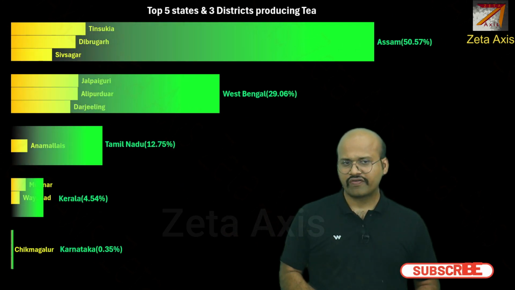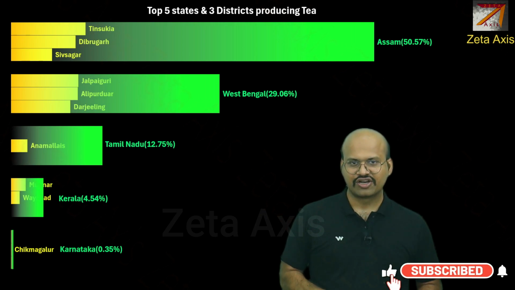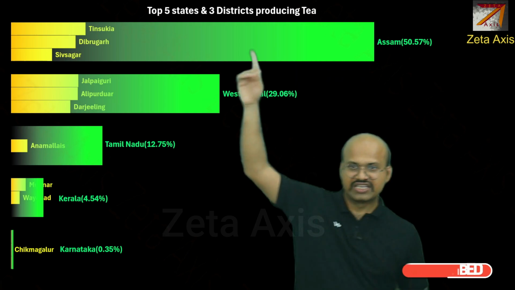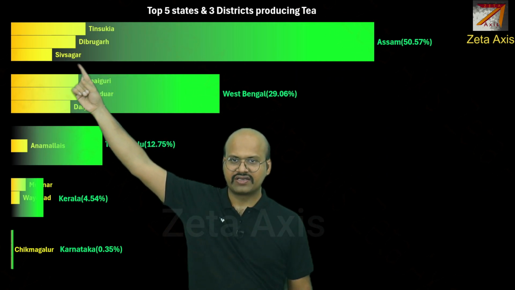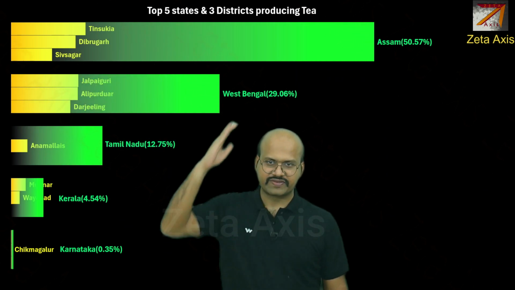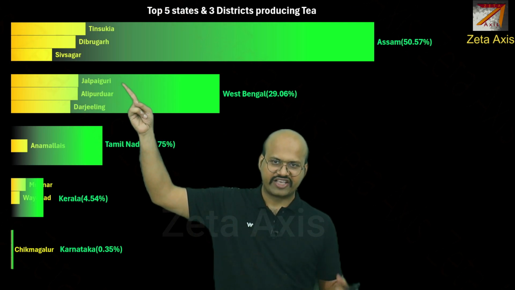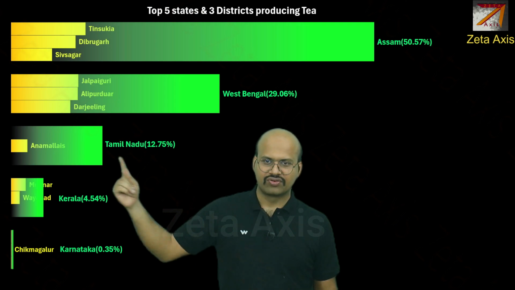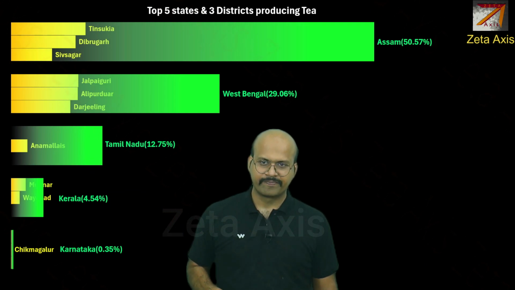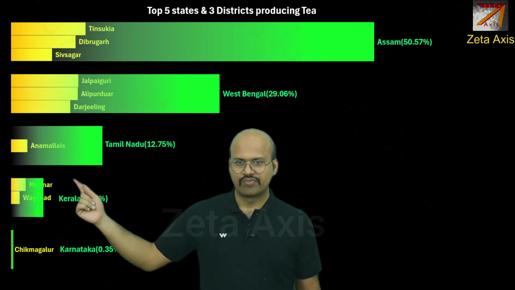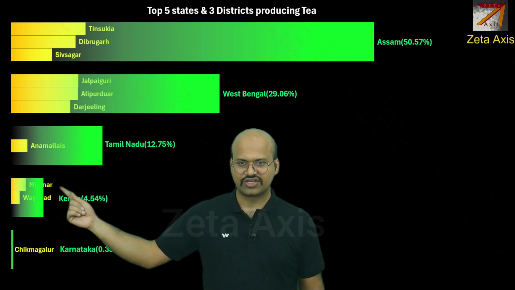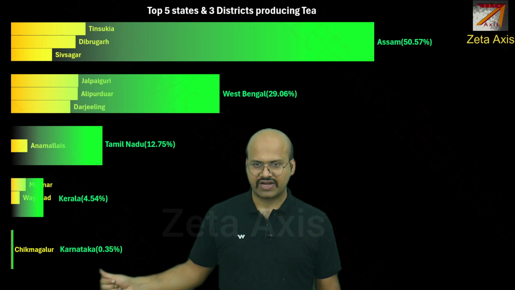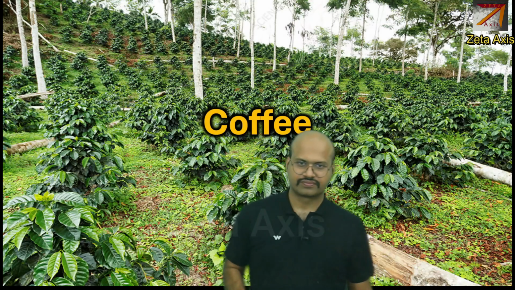These are the top 5 states, along with the top 3 districts producing tea. Assam is the highest producer with Tinsukia and Dibrugarh, followed by Sivsagar district. In West Bengal, we have Jalpaiguri as the highest producer of tea, followed by Alipurduar and Darjeeling. In Tamil Nadu, Annamalai is the highest producer. The Nilgiri district produces very little tea. In Kerala, we have Munnar and then Wayanad. Munnar is in Idukki district. Then we have Karnataka, Chikmagalur.